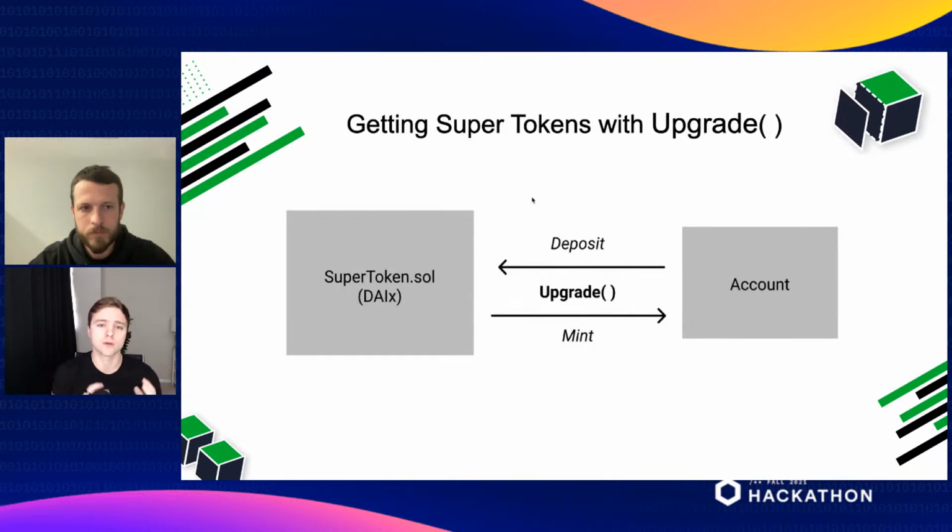To get a super token, you can either call the upgrade function on the super token contract itself, or you can use our dashboard, which I'll go into later on. The upgrade function on the super token contract is simple. You just deposit the underlying contract, essentially wrap it, and then are minted a 1-to-1 amount of the super token version of whatever that ERC20 was.